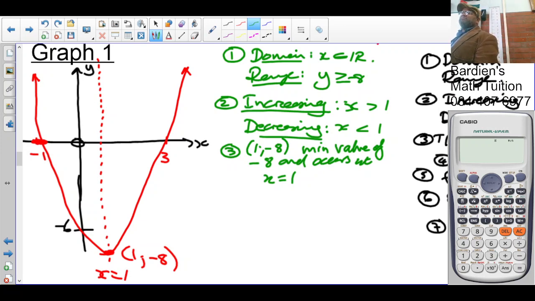Okay. Number 4. What's the equation of the axis of symmetry? The equation of the axis of symmetry. X is equal to 1.